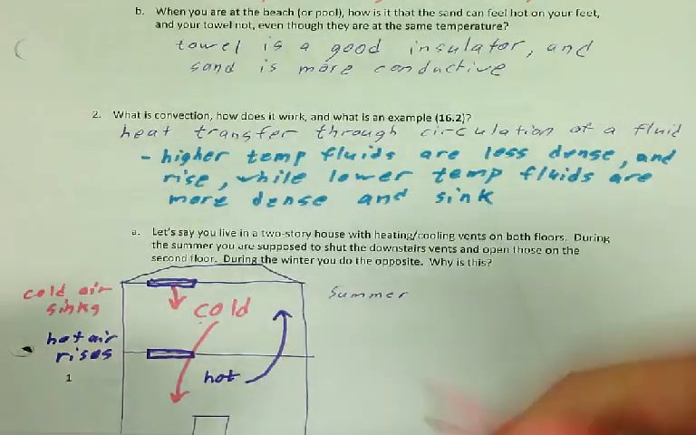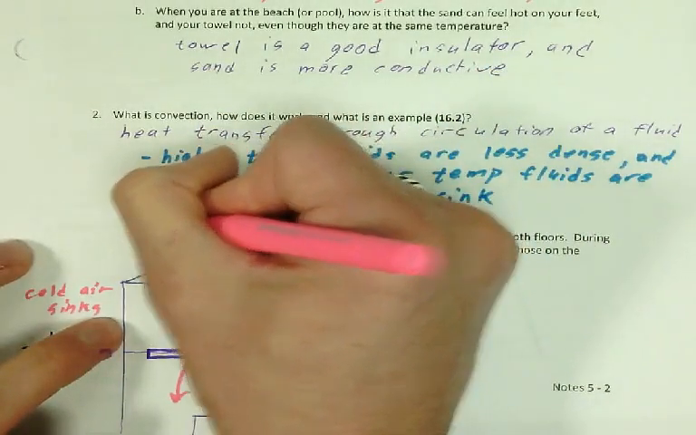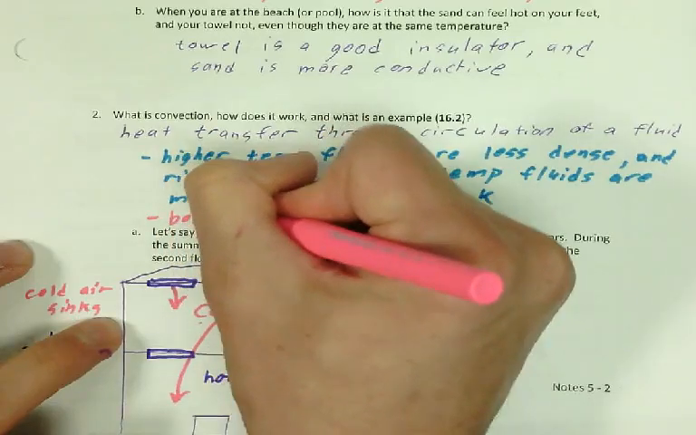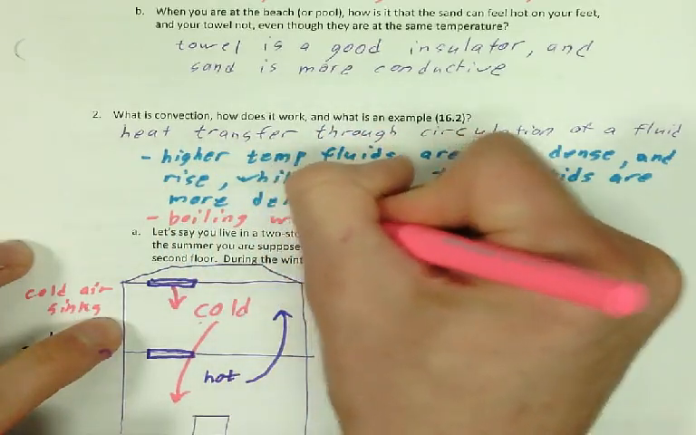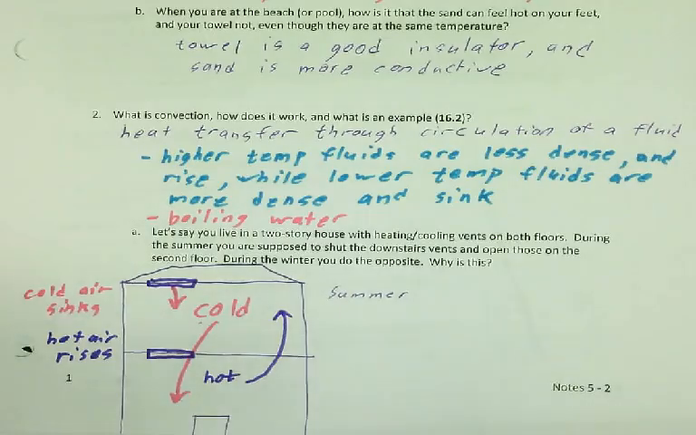And the best example of this one is boiling water. If boiling water only heated itself through conduction, it would take forever to boil. Because the only water particles that are touching the hot part are the water particles on the bottom of the pot. So, if you did it only through conduction, those would heat up, and then they'd have to heat up the next layer, and the next layer, and the next layer, and it would take forever to boil water.